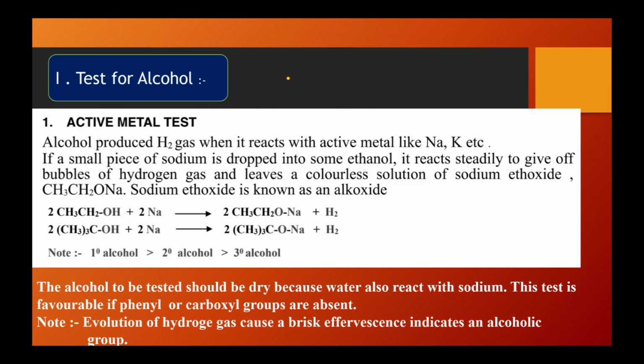The first test is the active metal test. Alcohols react with active metals like sodium or potassium. It produces hydrogen gas. A small piece of sodium is dropped into some ethyl alcohol or secondary or tertiary butyl alcohol. It reacts readily to give off bubbles of hydrogen gas and leaves a colorless solution, that is sodium ethoxide or sodium alkoxide. Primary alcohols are more reactive than secondary alcohols, and secondary more than tertiary alcohols.